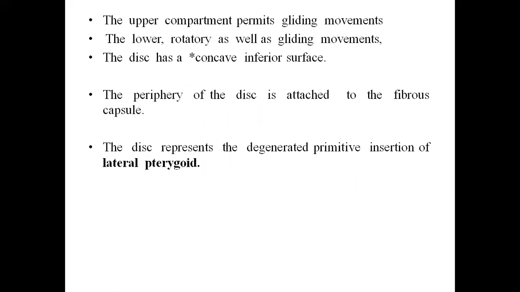The periphery of the disc is attached to the fibrous capsule, so the outer margin of the articular disc is covered by the fibrous capsule. Some scientists say the disc represents a degenerated, primitive insertion of the lateral pterygoid muscle, that is, the degenerated part of the muscle insertion forms the disc in between the joint cavity.